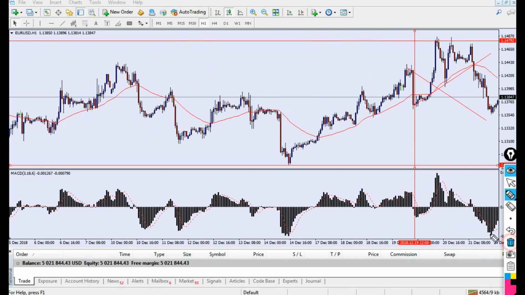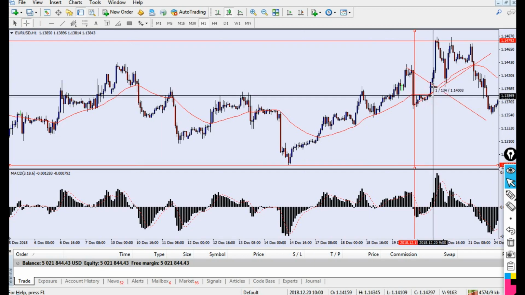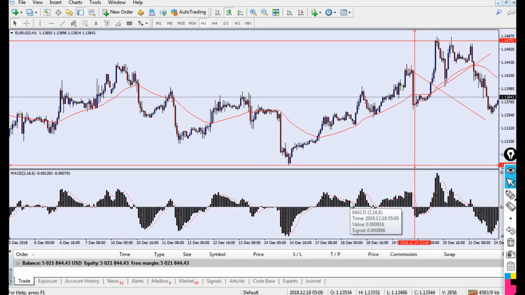I'm just removing all this. Okay, now the pointer crosses here, and from here to here we see there is one candle of about 18 pips. So this is the way of understanding trend lines through moving average and MACD settings.